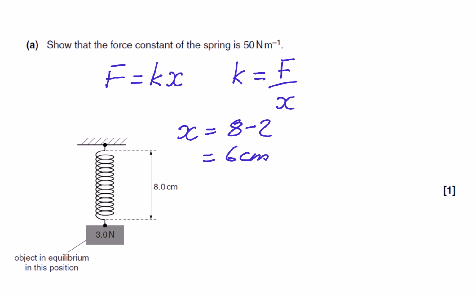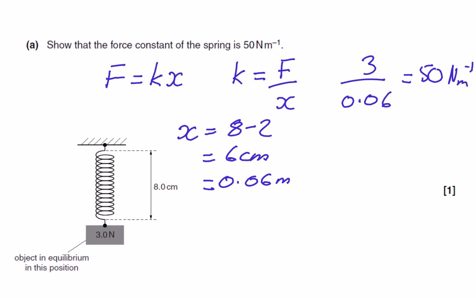If we notice, the unit it's asking us to get it into is in newtons per meter, so we'll just change that into meters. So that's the same as 0.06 meters, and the weight is 3 newtons, so 3 divided by 0.06 is indeed equal to 50 newtons per meter.